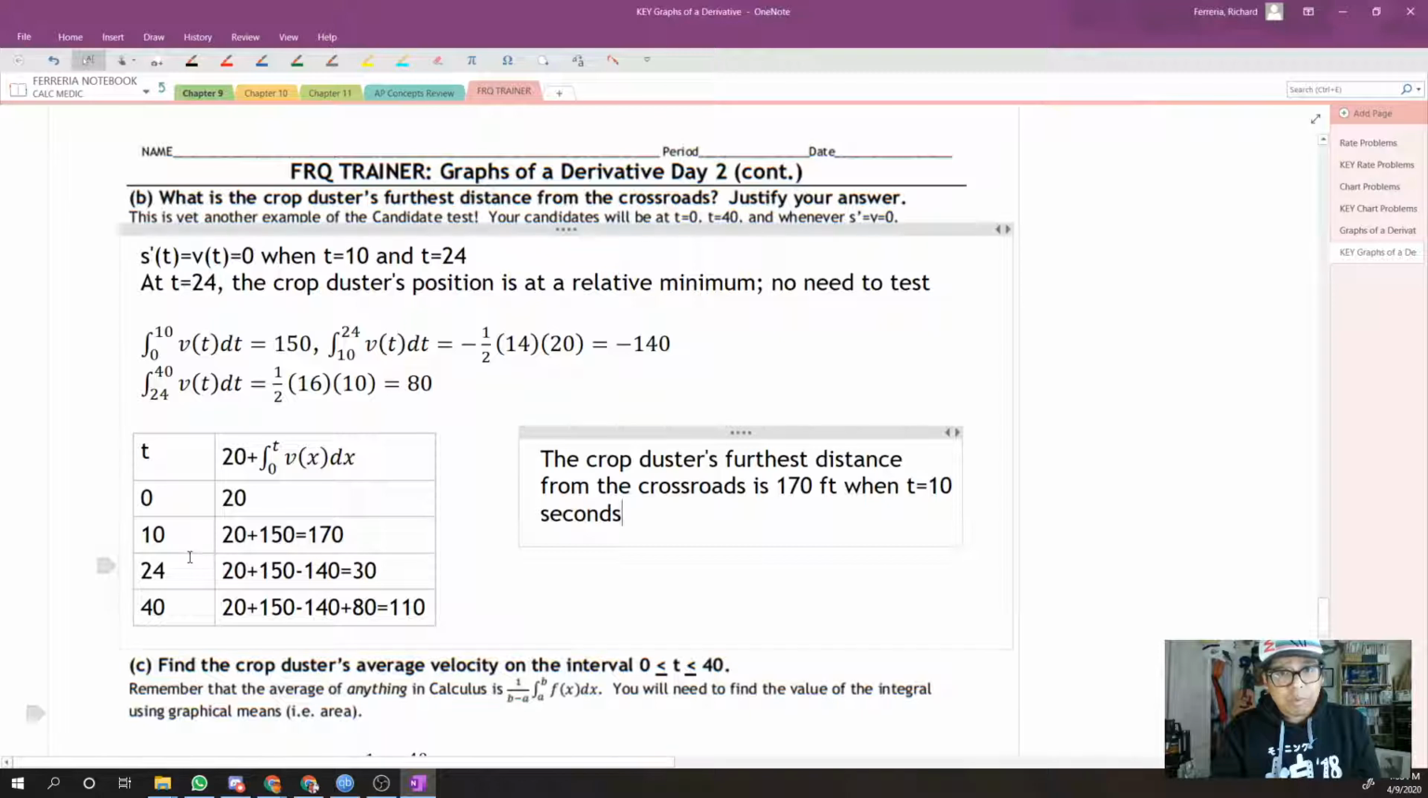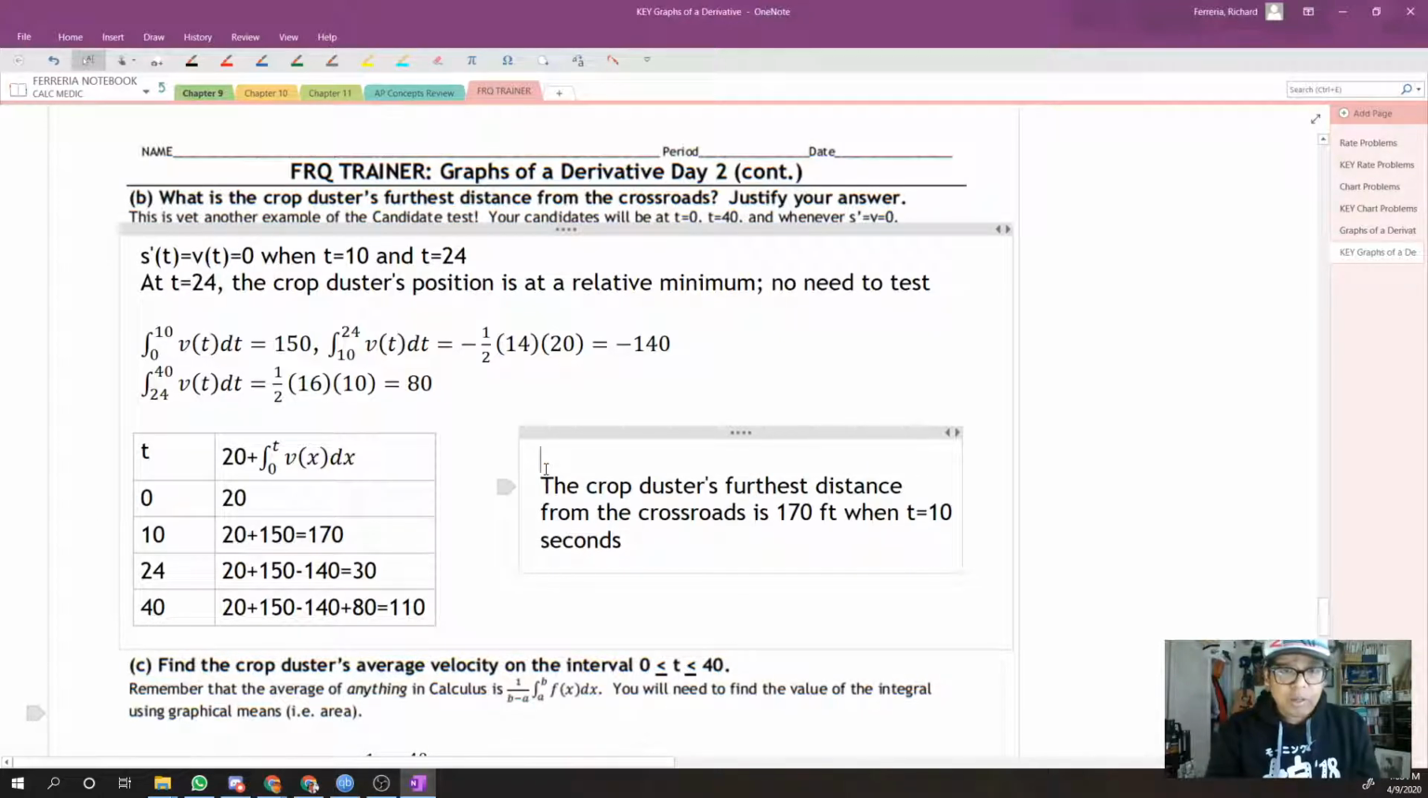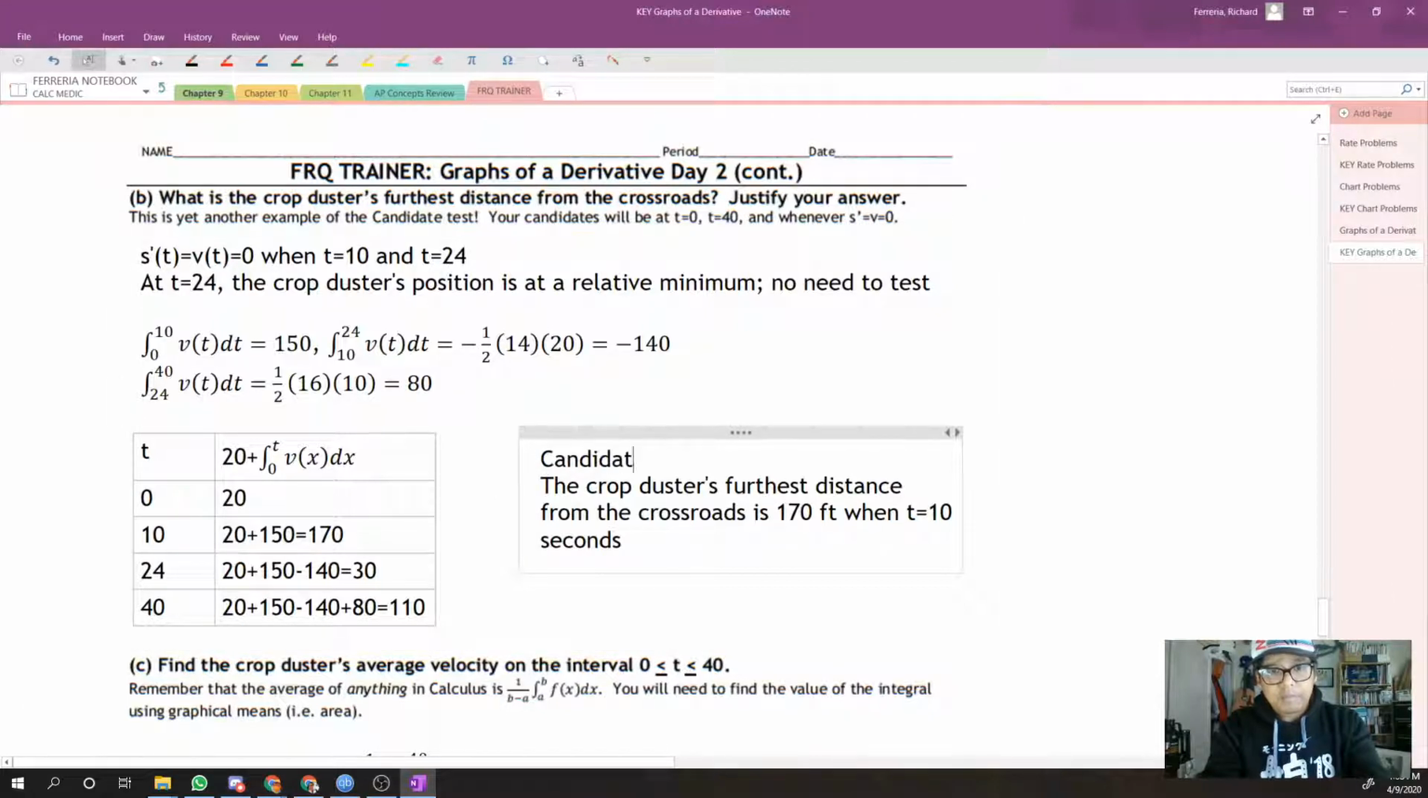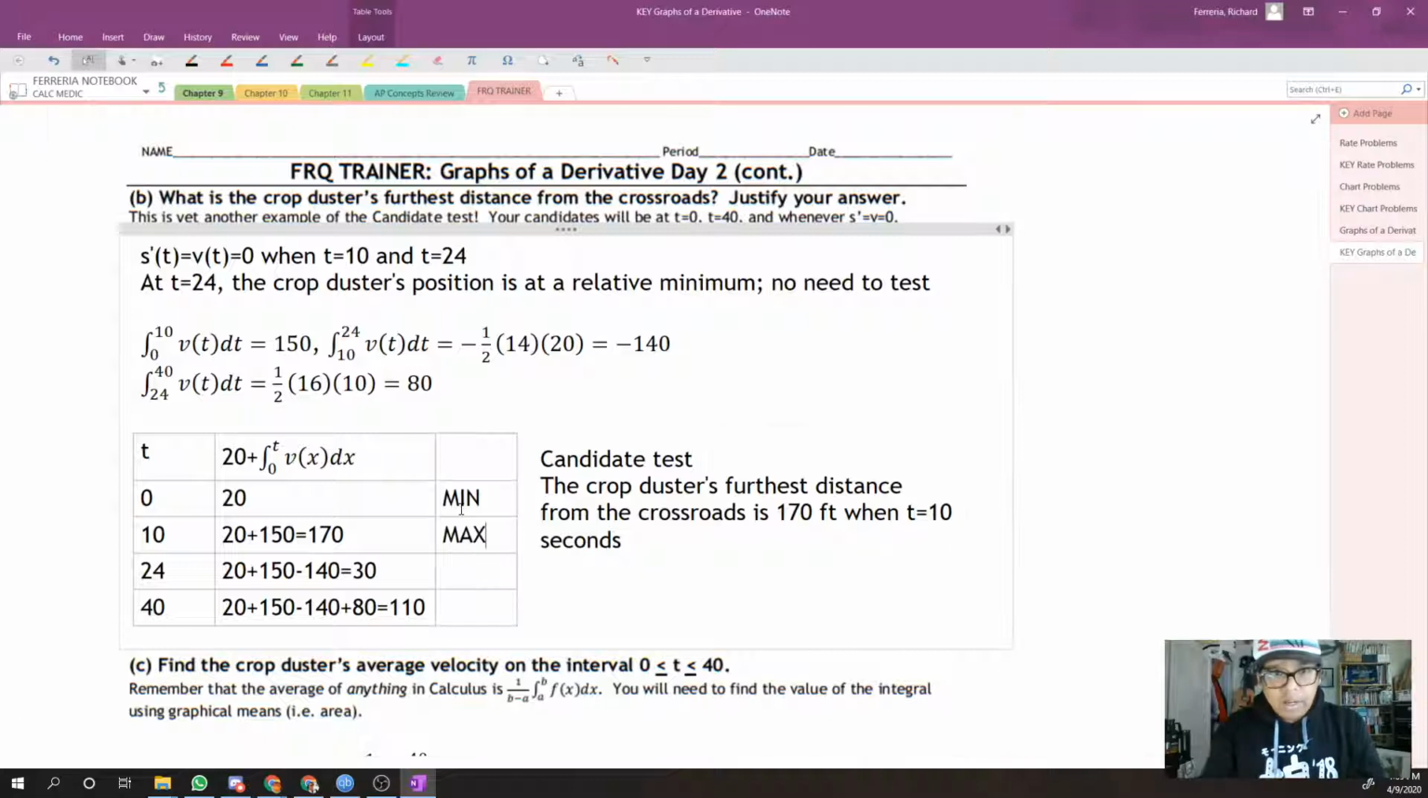We showed that we were using a candidate test. With that chart, you may want to write down candidate test so whoever's reading your paper knows what you did. Over here, maybe we can add maximum and minimum to the chart. There we go. Now we've labeled which ones are minimum and which ones are maximum for sure. And I can't think of anything else that we need to do.